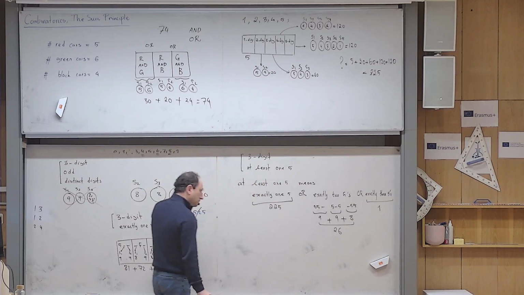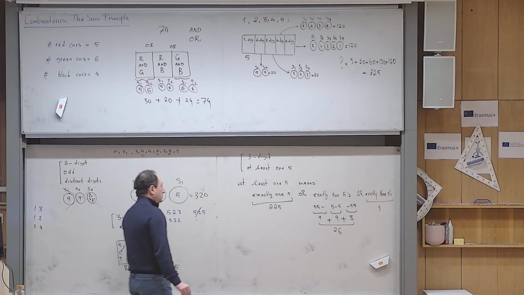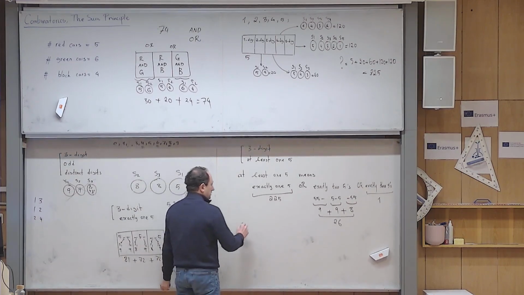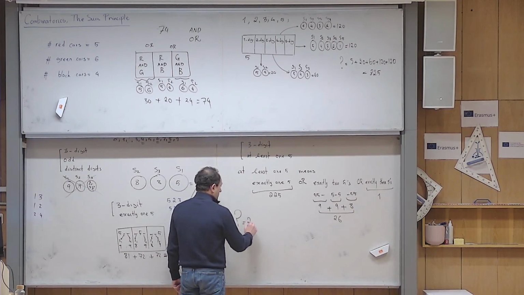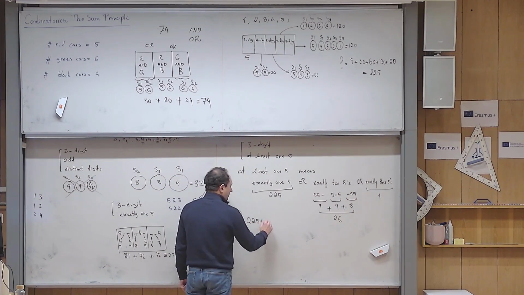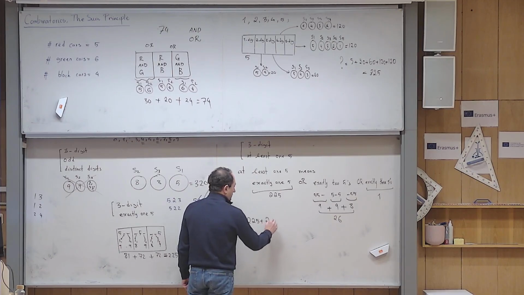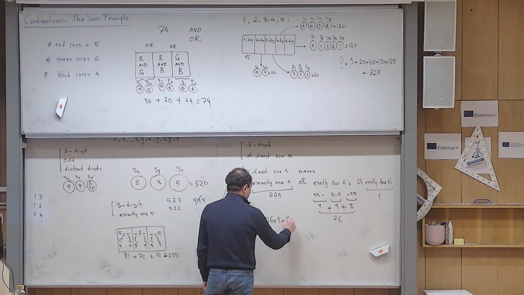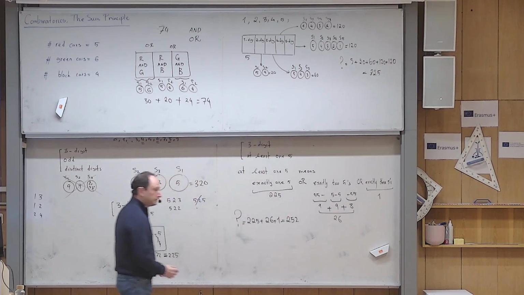Yes. So in total, how many numbers do I have? The question is 225 plus 200 plus 26 plus 1, which is 252. Yes.